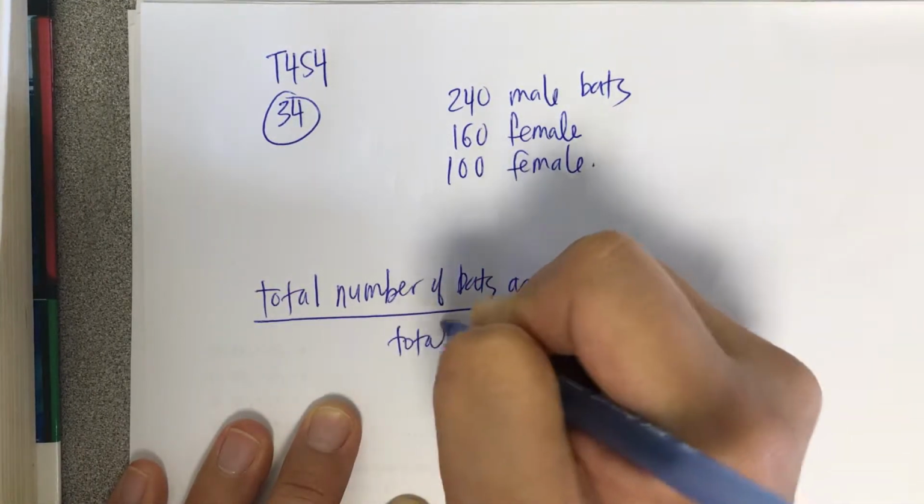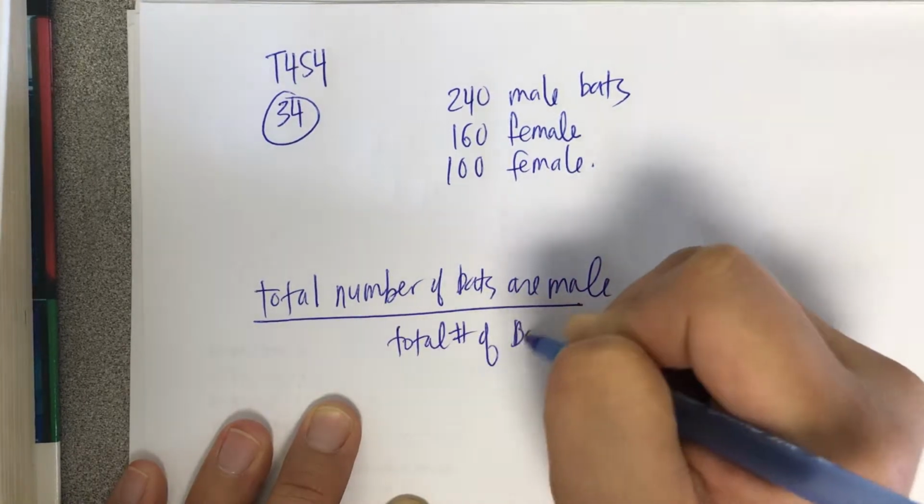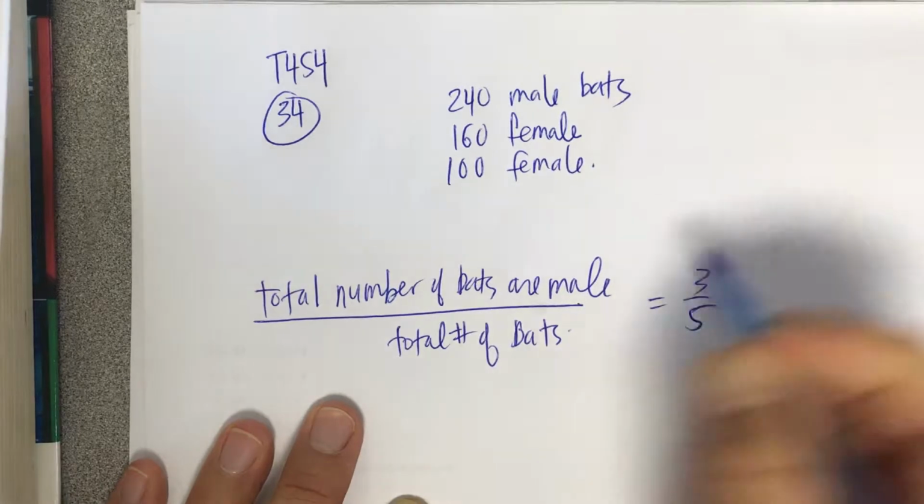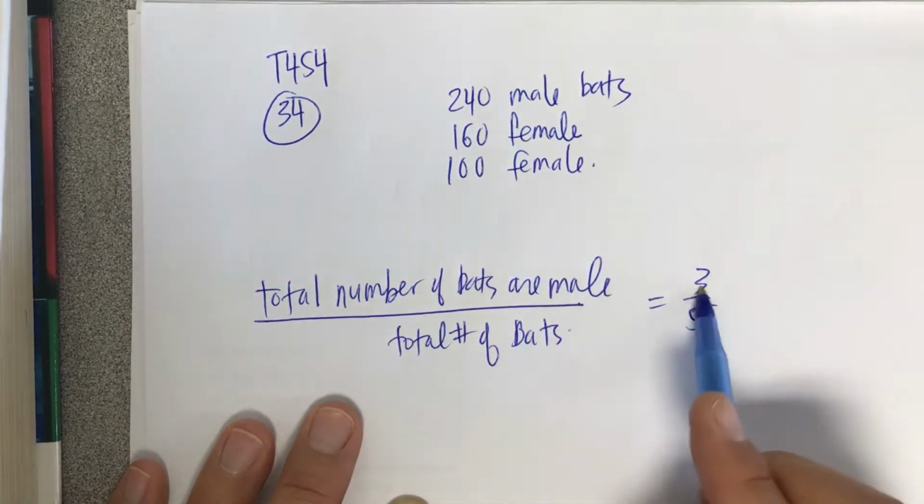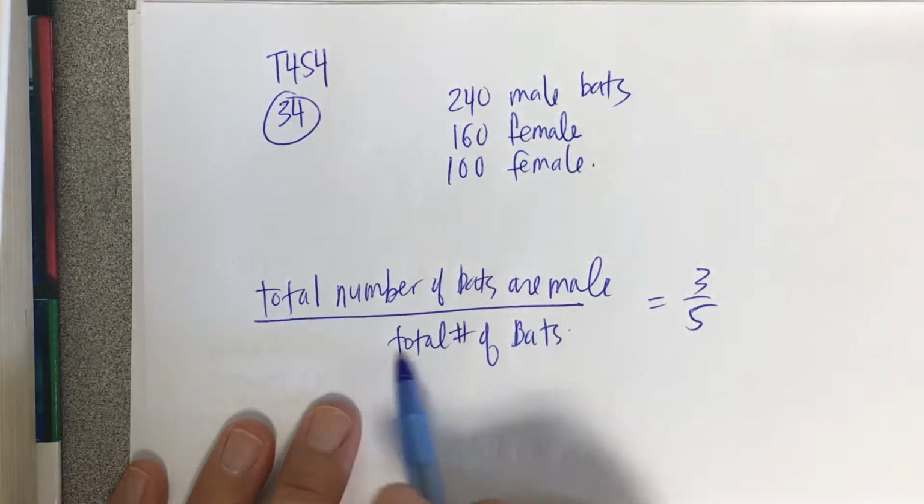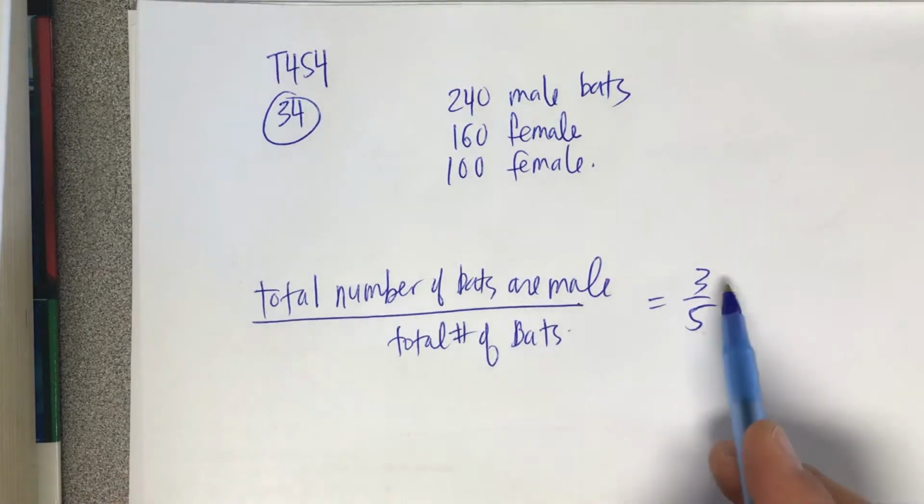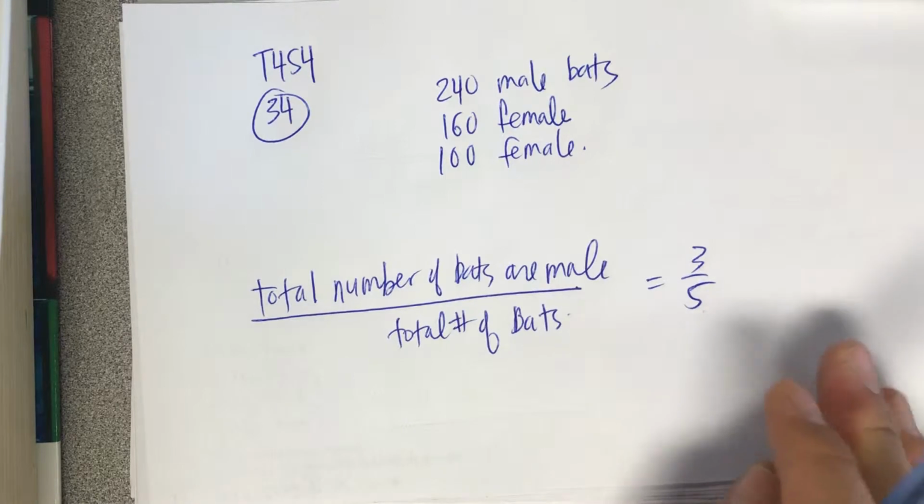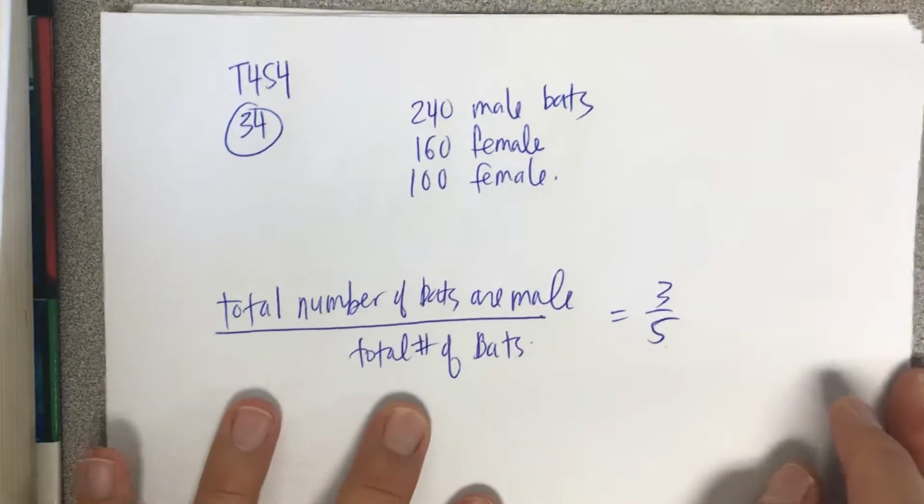over a total number of bats? That's how you find that, okay? If you want to make sure that this equals 3/5, they want to make sure the total number of males is 3 and that the total number of bats is 5. It doesn't mean that there's only 3 males and there's 5. This is a proportion, okay? So we need to make sure that the proportion remains this way.